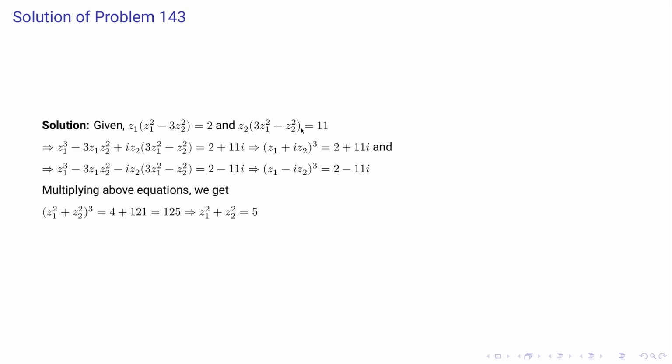Similarly, we multiply the second equation with i again, and this time we subtract. We get the left hand side as (z1 minus i z2) whole cube is equal to 2 minus 11i. Once we have these two equations, we multiply them. Multiplying these will give us (z1 square plus z2 square) whole cube is equal to 4 plus 121, which is equal to 125. Cube root of 125 is 5. So z1 square plus z2 square from here is equal to 5.